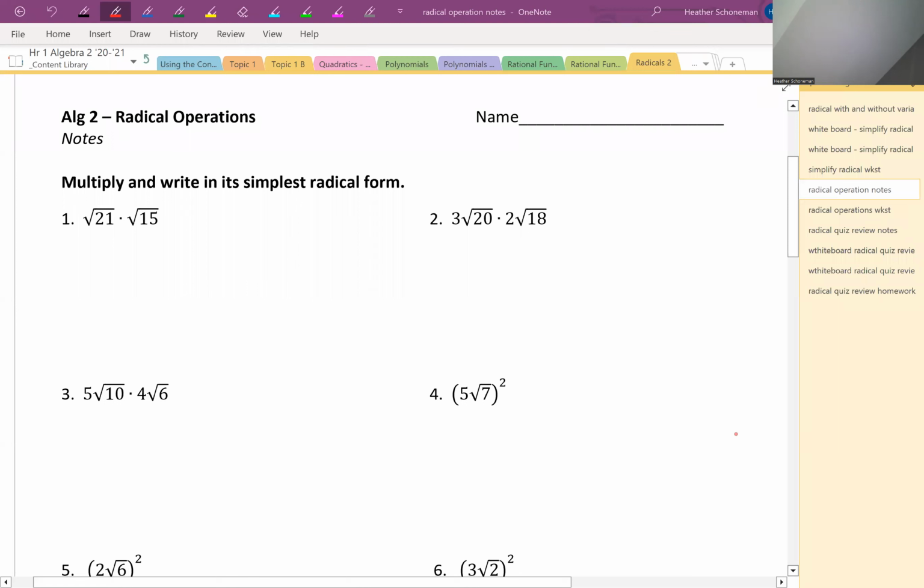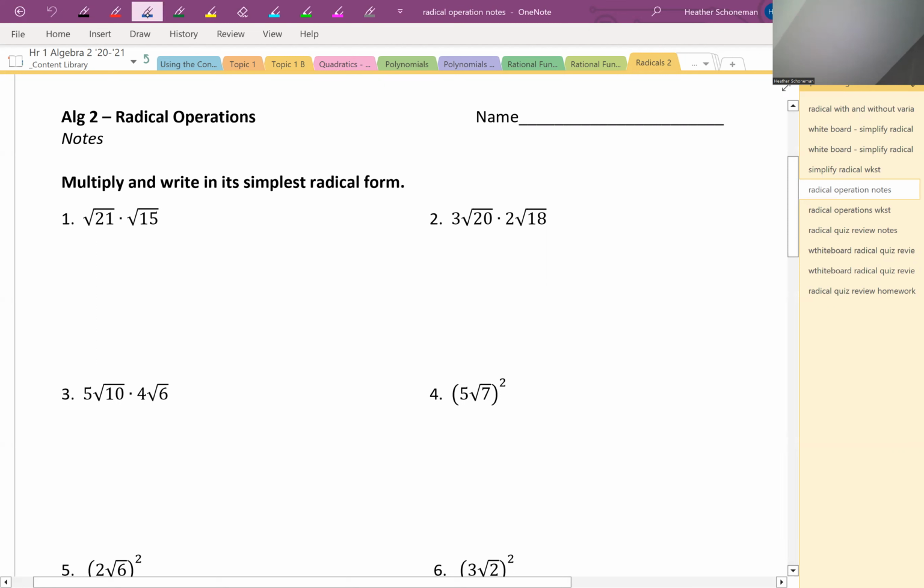Okay, this video, last class we simplified radicals and now we are just going to do operations with them. Now, when we do these, we're only going to be dealing with square roots. We're not going to deal with third, fourth, fifth, sixth roots. All right, so the first thing we're going to do is multiply radicals.